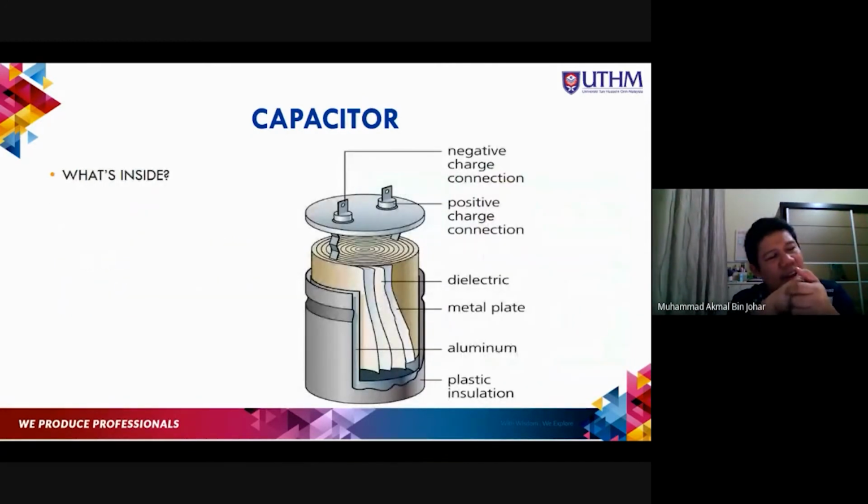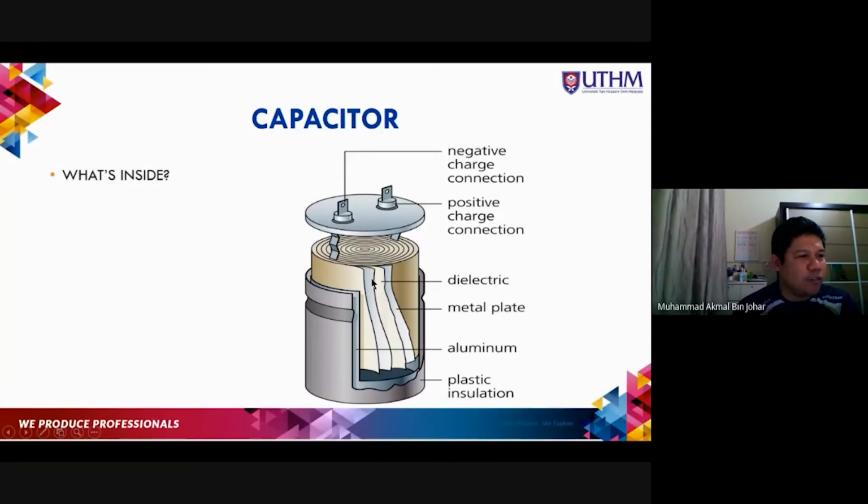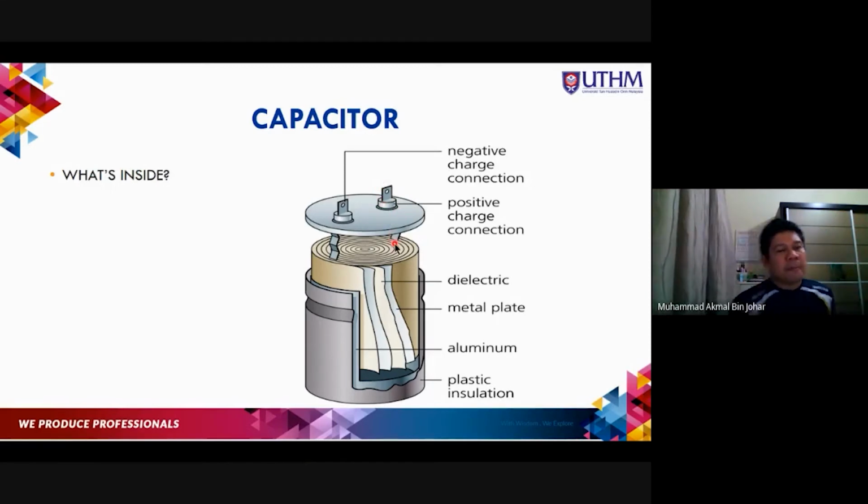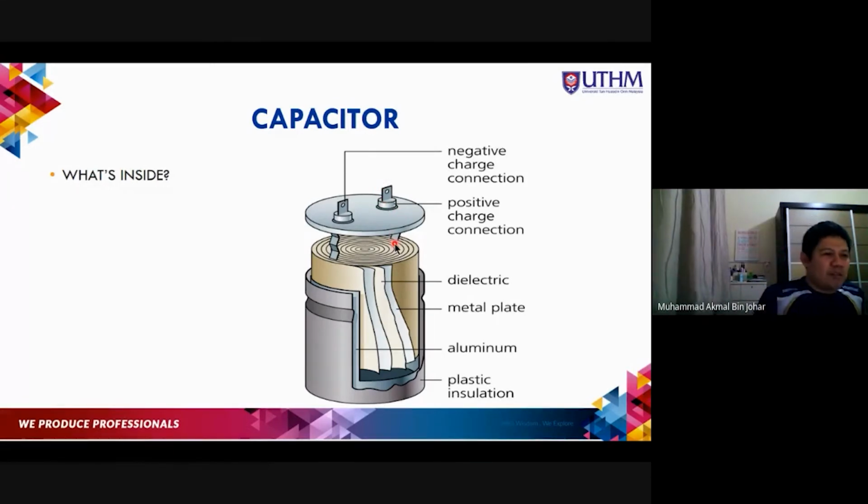So what is inside? Inside the capacitor you have a negative charge connection and a positive charge connection, the anode and cathode, and then you have two sheet metal plates. One metal plate is connected to the negative charge connection, and the other one is connected to the positive charge connection. Then why is it in a rolled form like this?